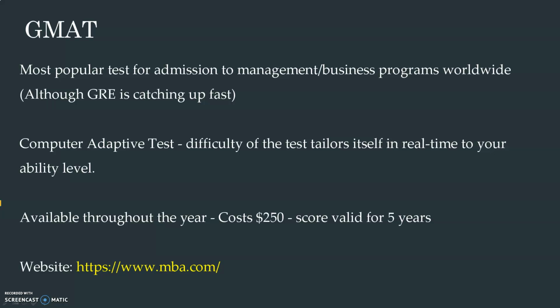A major advantage is that the test is available throughout the year. It costs $250 and the score is valid for 5 years. So you can take the test this year and apply to programs in any of the next 4 to 5 years. Major advantage, right? The official website is mba.com. The link is mentioned here. It is also mentioned in the description.